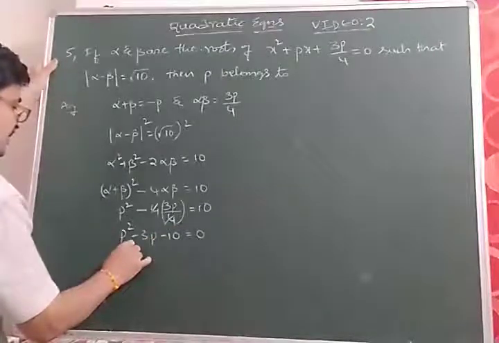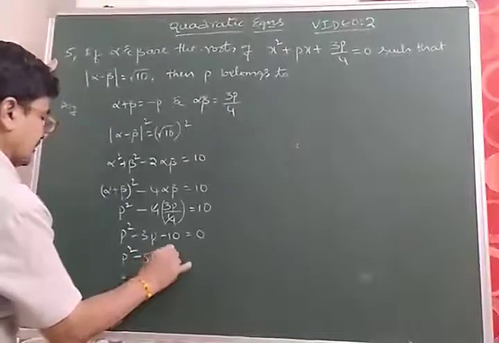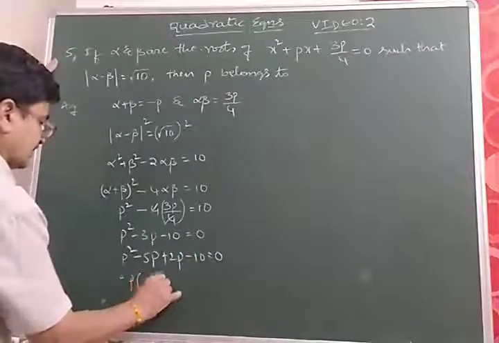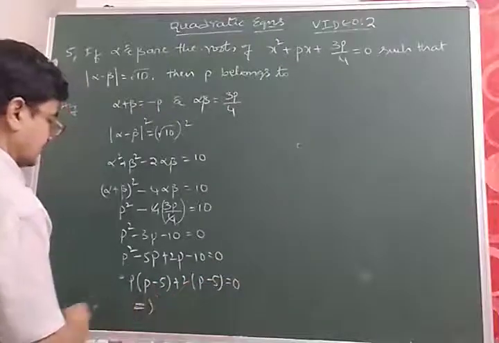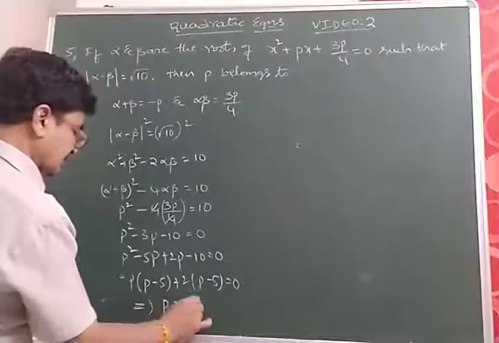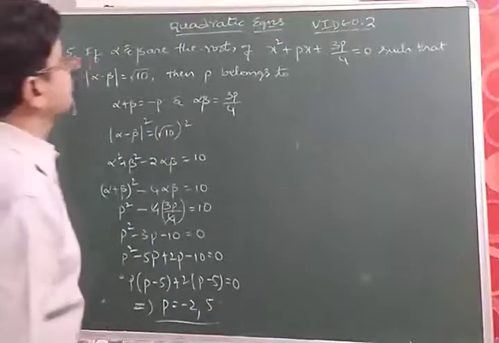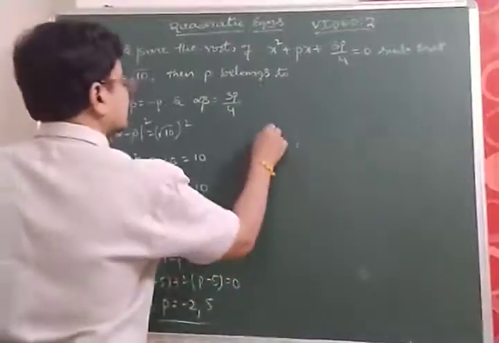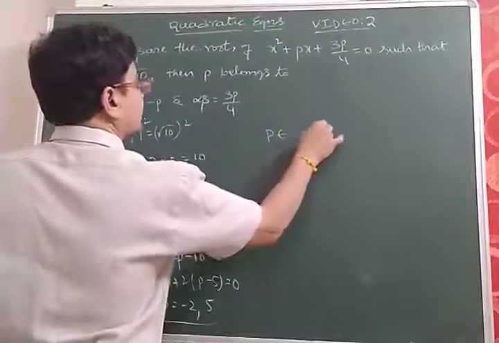Now p square minus 5p plus 2p minus 10 is equal to 0. P common, p minus 5, plus 2 into p minus 5 is equal to 0. So that implies p is equal to minus 2, 5. These are the values of p. Then p belongs to the values minus 2, 5, and that means p belongs to minus 2 to 5.